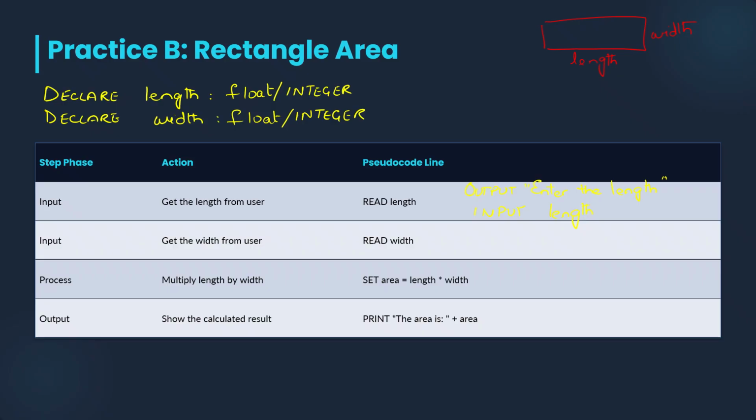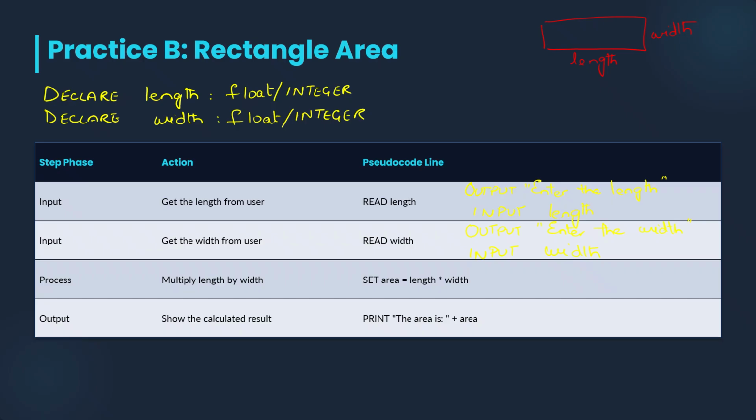Next, we move on to the next input statement, which is the width. So it is preceded by the output statement first. Output enter the width, followed by the input statement input width. Now that we have taken the length and the width as input by the user, we are done with the first part of the sequential program, which is the input part.